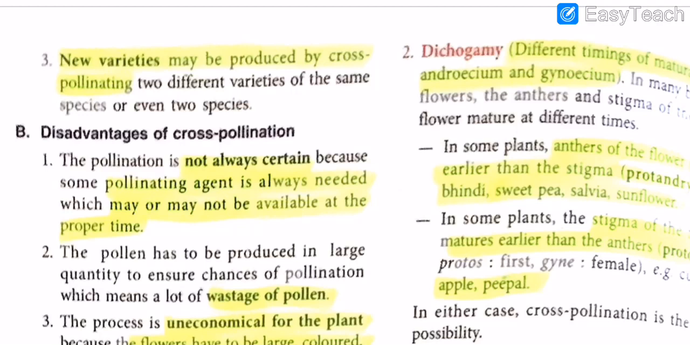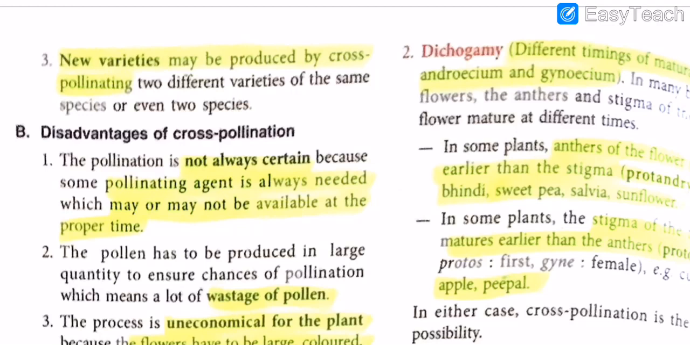Now, some disadvantages would be the pollination is not always certain, because you're so far from each other. You don't even know. It could be 20, 30 kilometers. It's as long as the insect can hold it, because the insect does not discriminate, as we read. It can go into any flower it wants. So, of course, the pollination is not always certain.